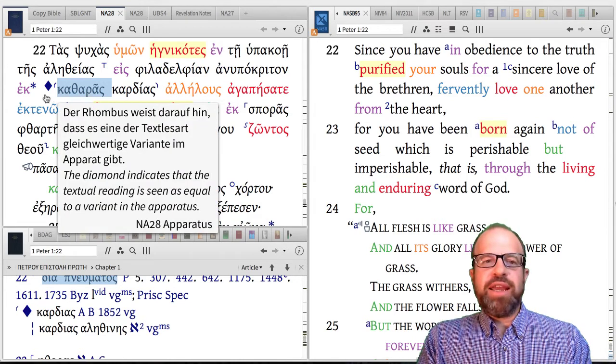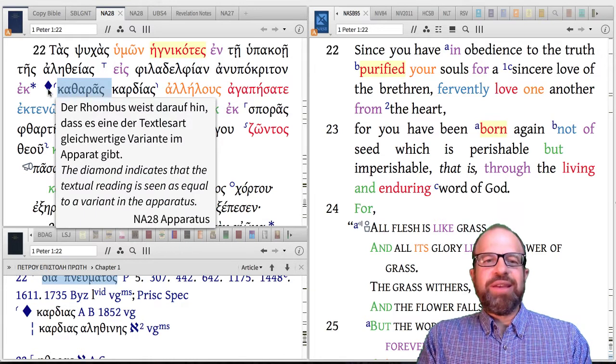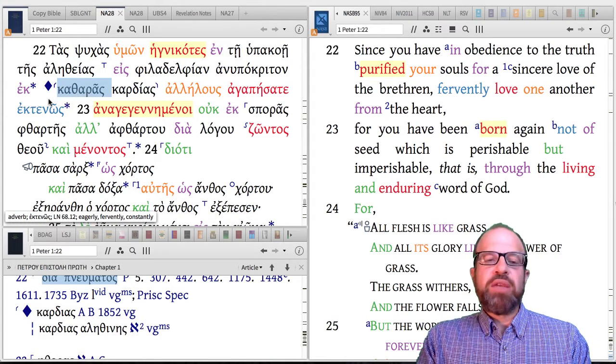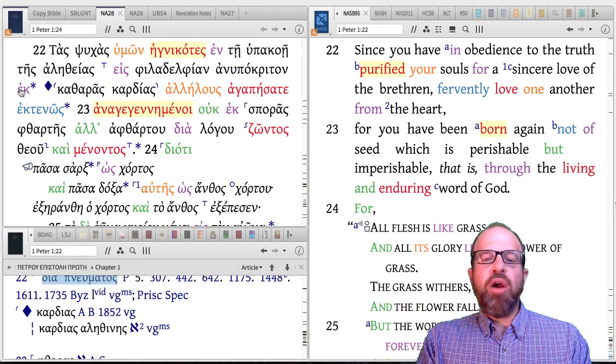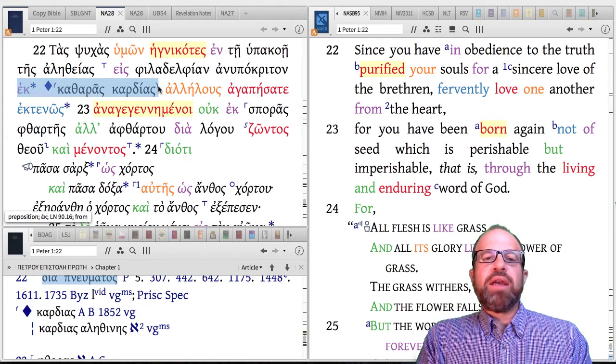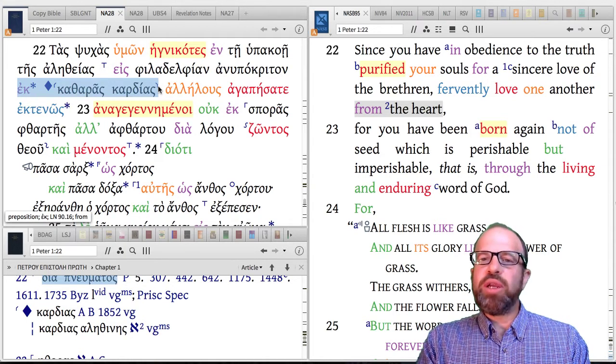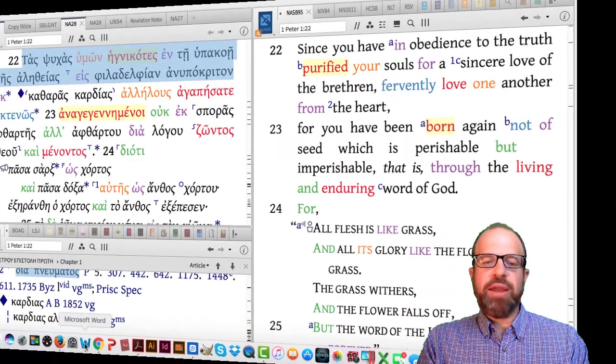Now in the UBS text, 28th edition, this rhombus, this diamond, indicates that the textual variant reading is seen as equal to the variant in the apparatus. In other words, it's a very tough call. Which is the original reading? You can make sense of it both ways. Okay, so whether this is from a heart or a clean heart, it's still from the heart. And we're going to see, though, that this idea of cleanness will have already been spoken to in the previous part of the verse. And so let's look at that next, and we'll go back to my semantic diagram.